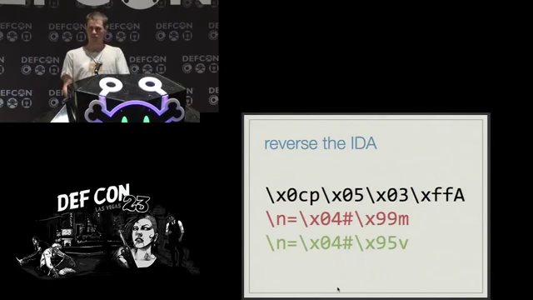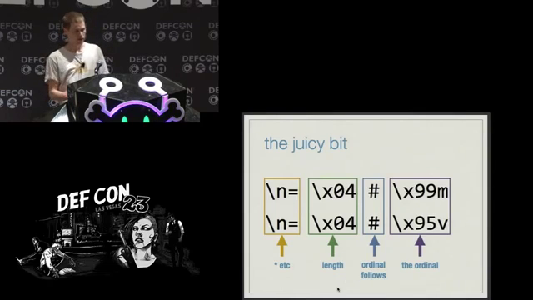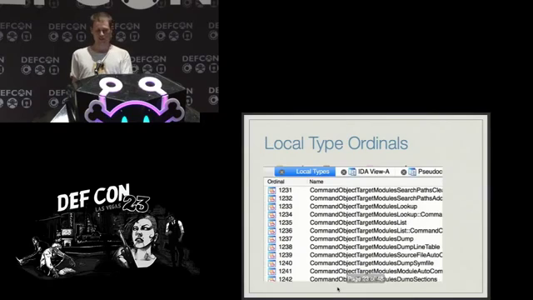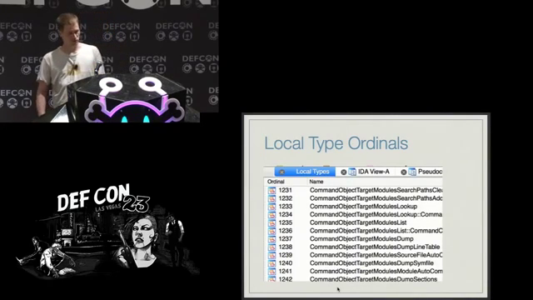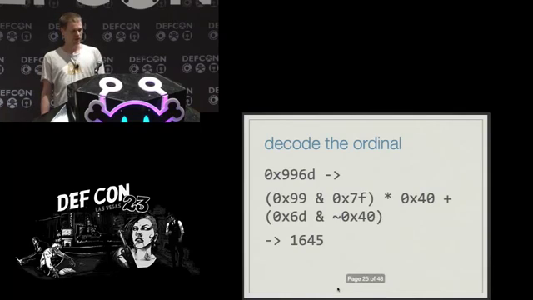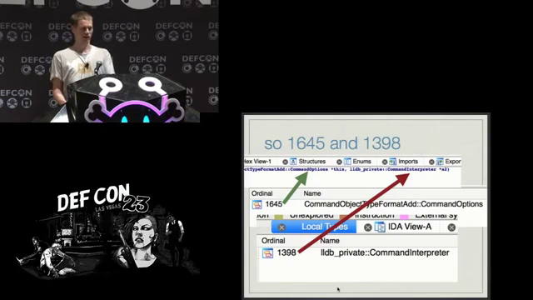So there's some stuff in black, but we're going to focus on the red and green part. They both start the same. The \n or the 10 in there is the pointer. It's a star. You could have several in a row if you have several stars in your type. Then you have the length. Then you have the hash, which means there's an ordinal. And then there are 2 different ordinals. When you go into the local types subview, you see the ordinals, right? And then you decode them. There's some math involved. And then we figured out that it's 1645 and 1398. That was actually the types.